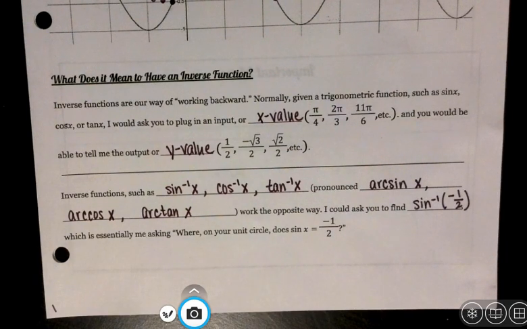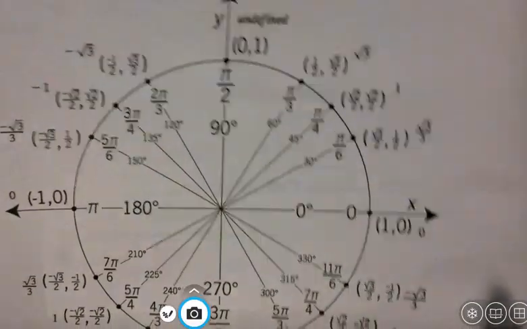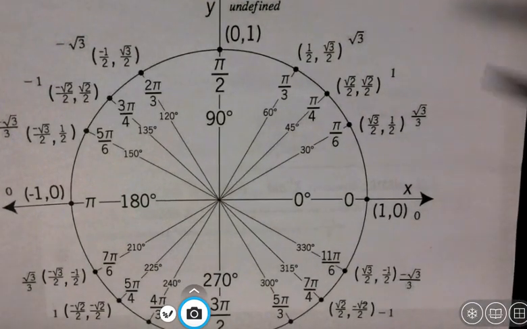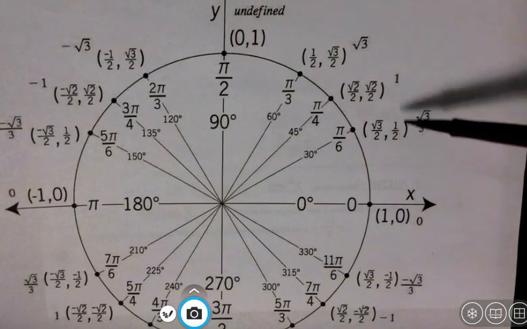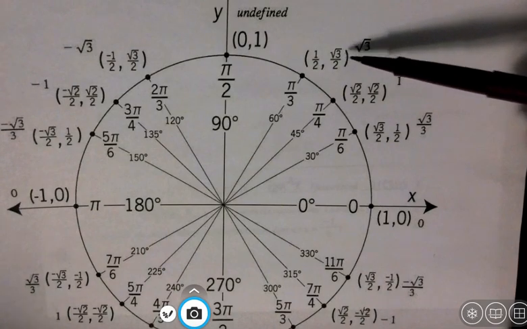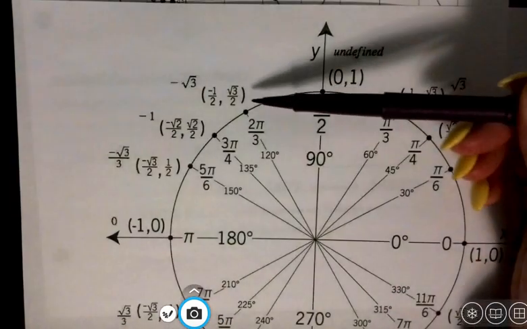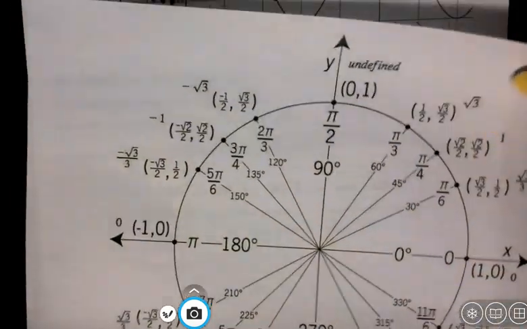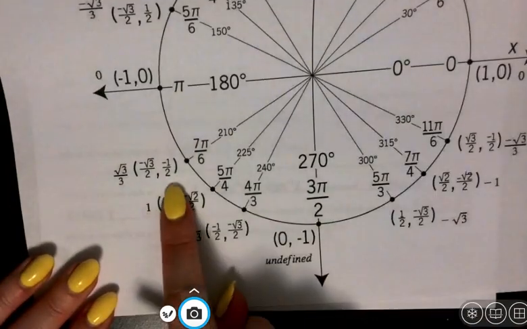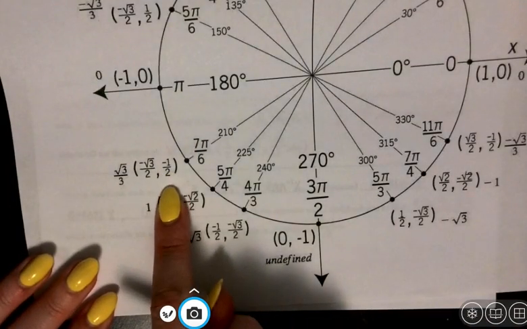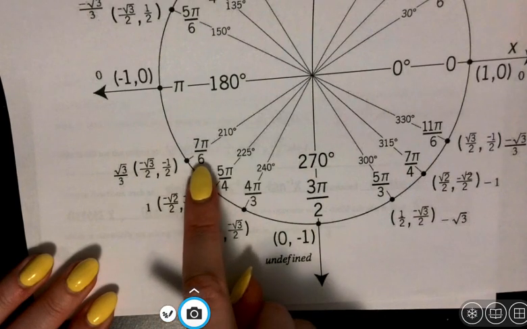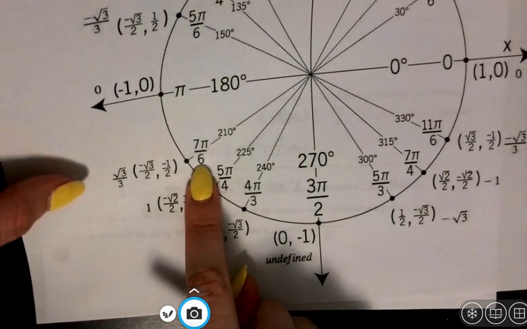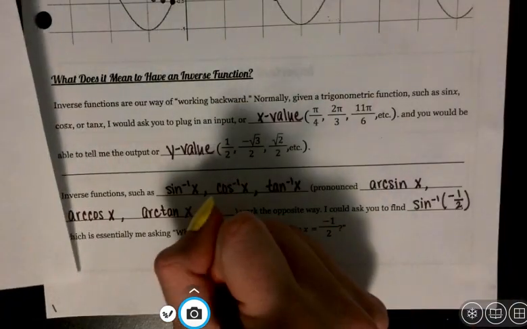So if I grab my unit circle, sine are the y values. So I look at all my y values around the unit circle, and I want negative 1/2. So I kind of keep going around. I'll scoot it up a little bit. I see negative 1/2 right here, and it's in the y spot, which means sine. So I know 7 pi over 6 would be an answer. So I'm going to write that down.